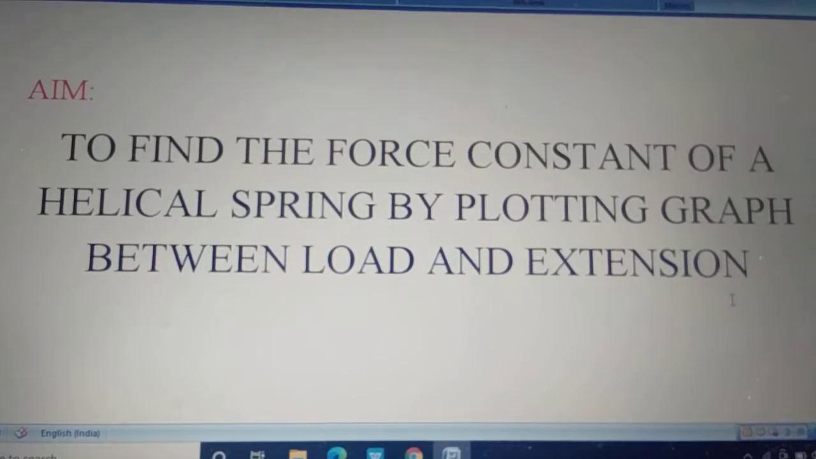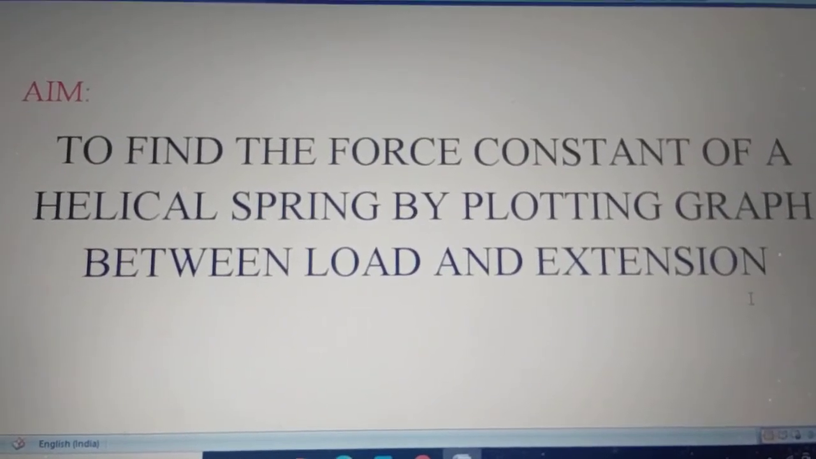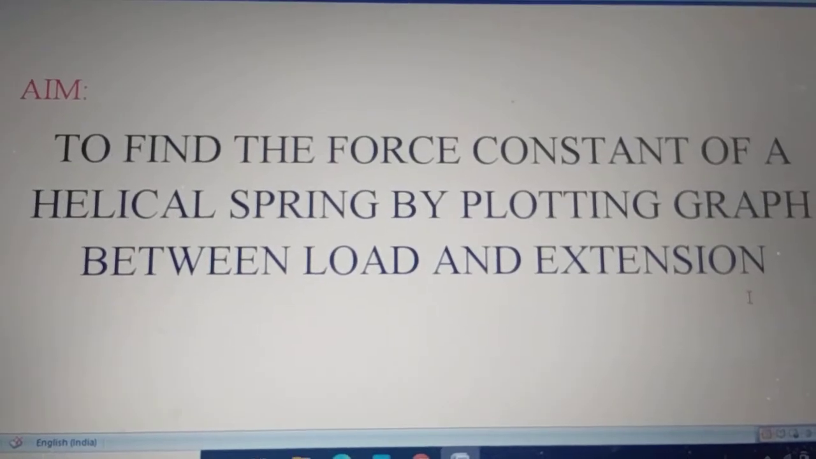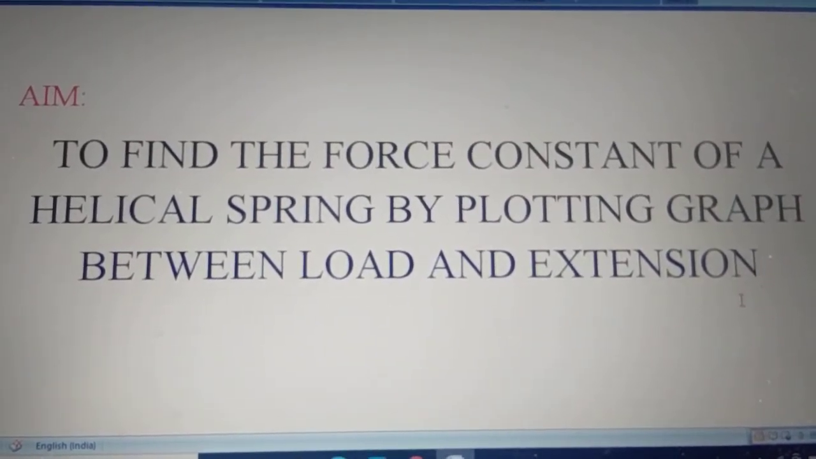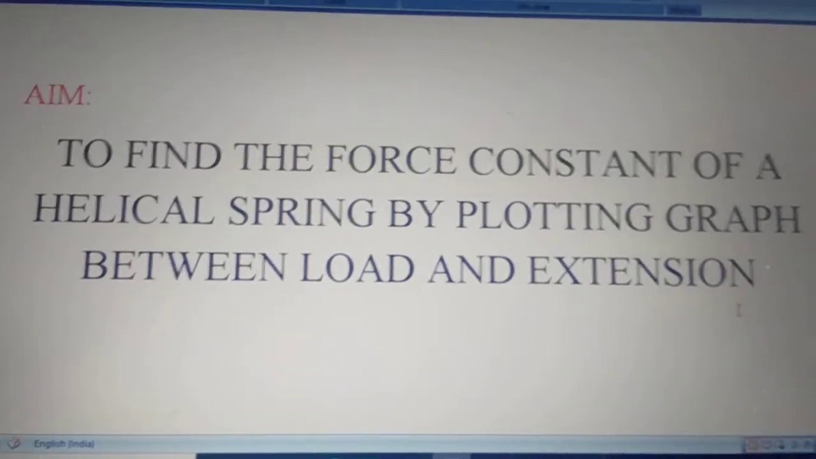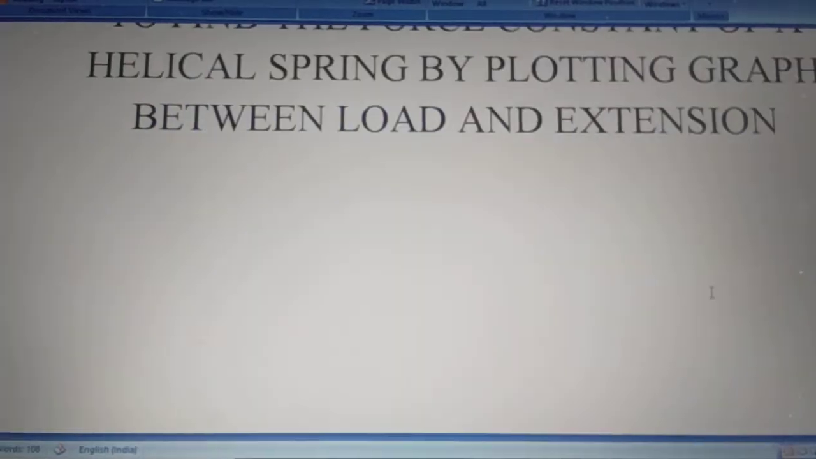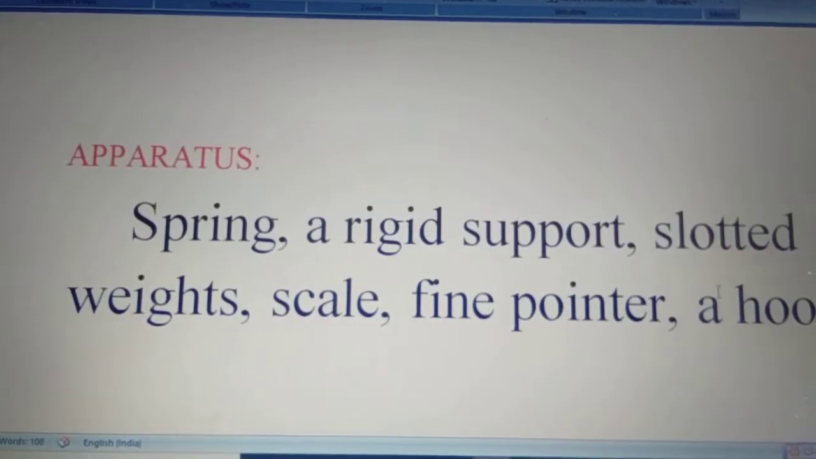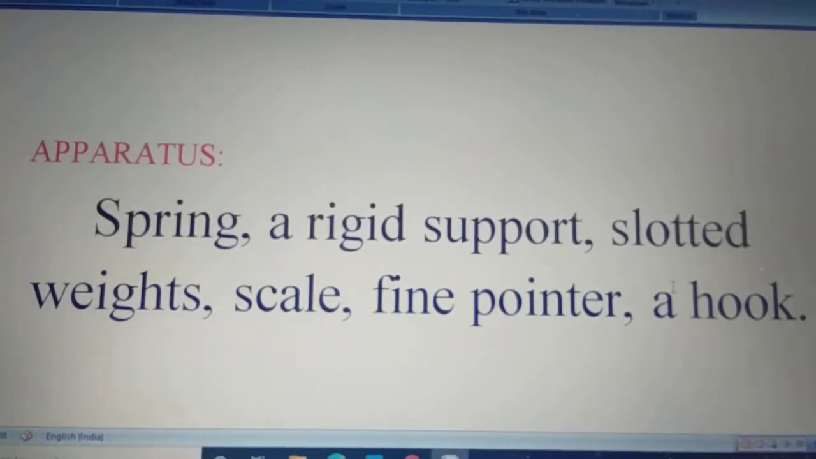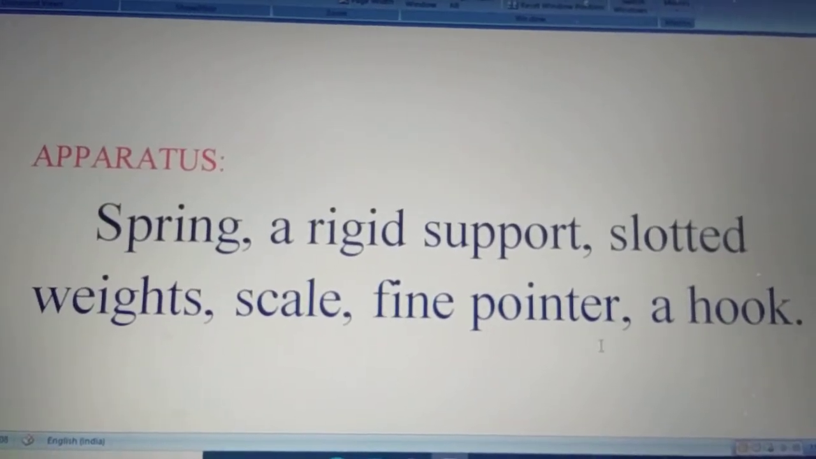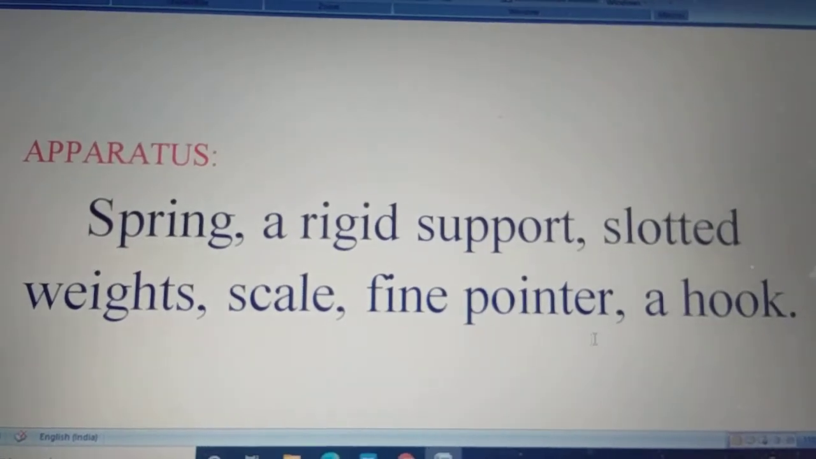Today we are going to conduct one simple experiment. The aim of the experiment is to find the force constant of a helical spring by plotting a graph between the load and the extension. The apparatus needed for this is the spring, a rigid support, slotted weights, a scale, a fine pointer and a hook.